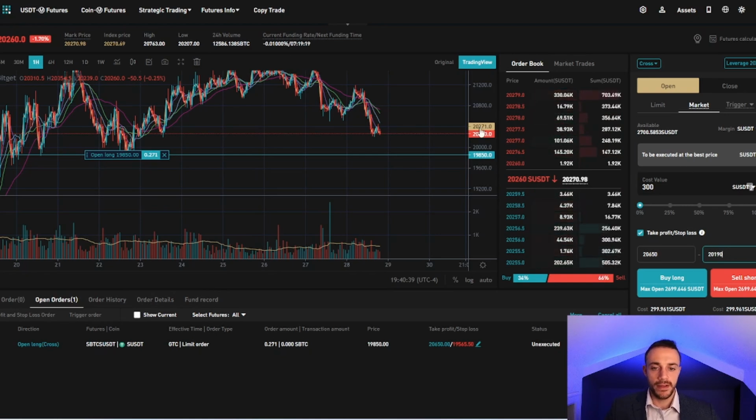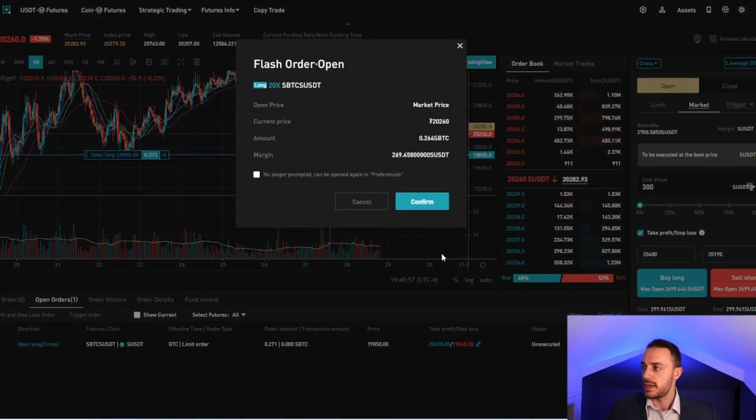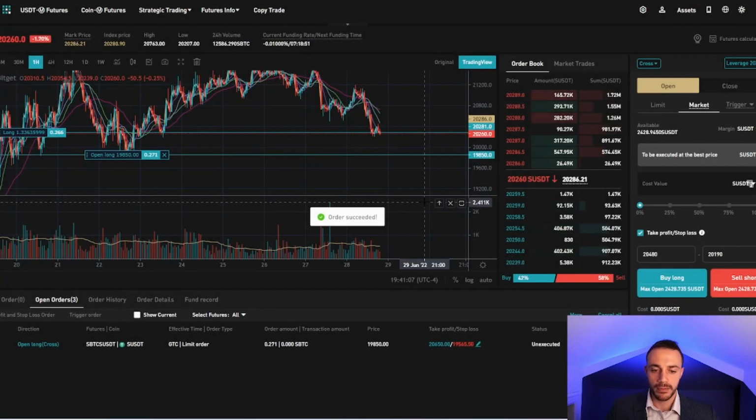And your take profit is, let's say you wanted to take profit when price hit resistance up here where these wicks are on the screen at around $20,480. So your take profit would be $20,480, right? Because you just want to enter on the fly, you don't want to wait. So you would simply hit buy long here, and this is a flash order, it's a market order, so it will open you at the best available market price. Shows you the current price and the amount of margin you are using. You'll confirm that, and it will fill you in immediately.